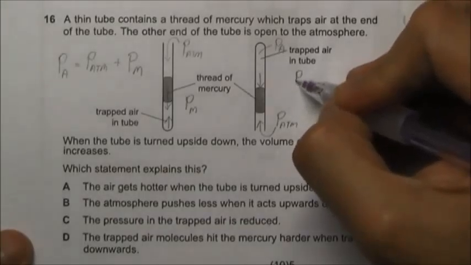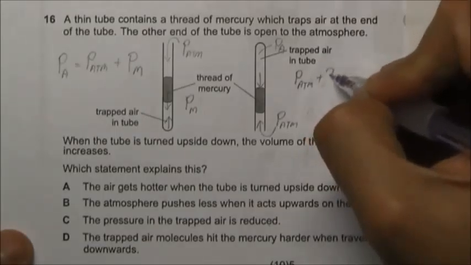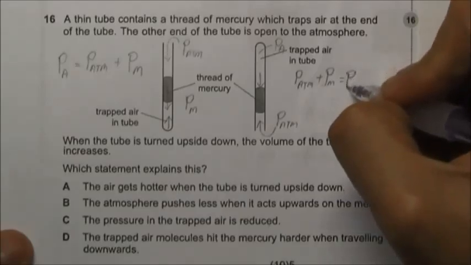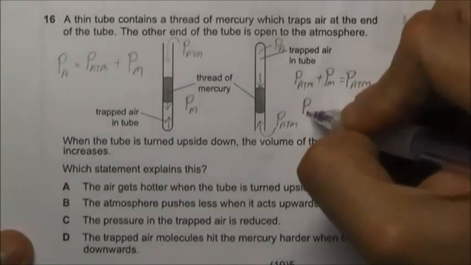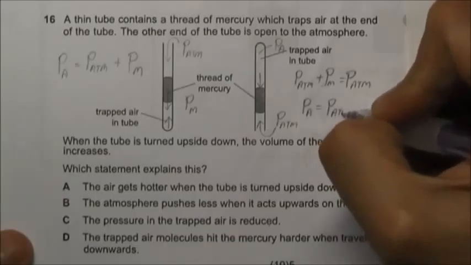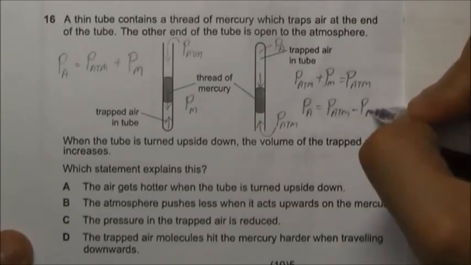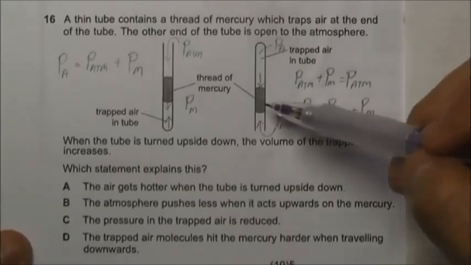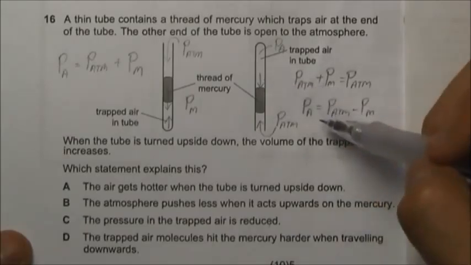So it should look something like this: pressure of the atmosphere plus mercury pressure is equal to the atmospheric pressure. And we know that the trapped air is actually equal to the atmospheric pressure minus the pressure of the mercury. So comparing the pressure of the trapped air in scenario 1 and 2, we can see that the pressure in scenario 2 decreases.